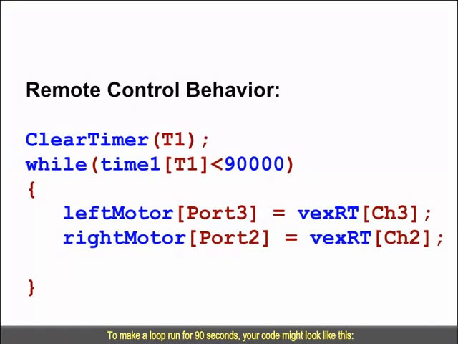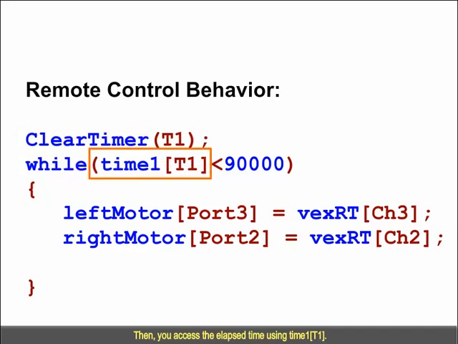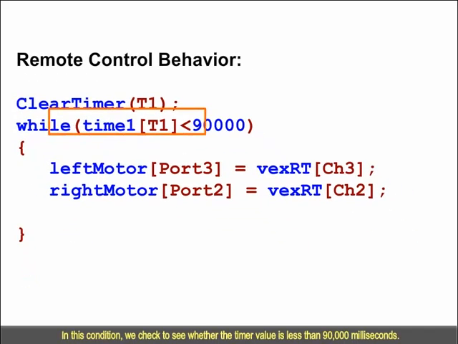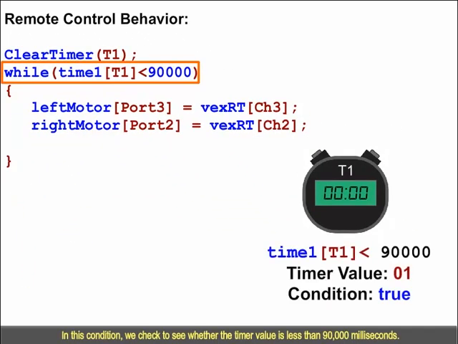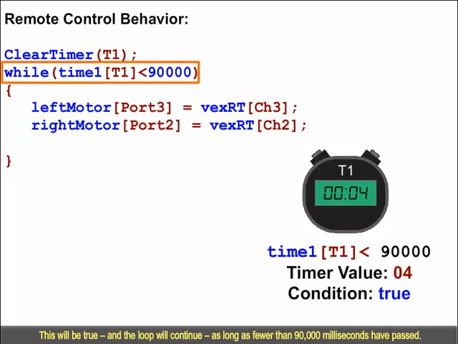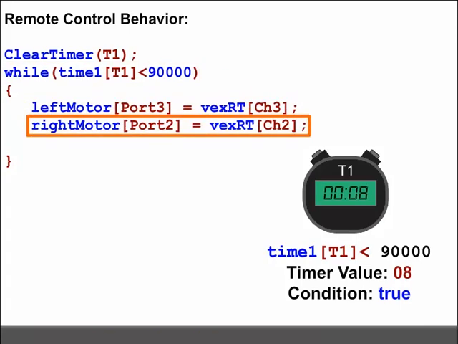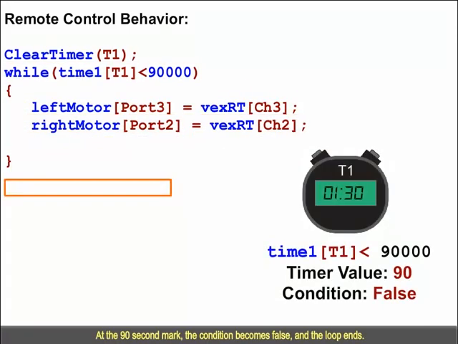To make a loop run for 90 seconds, your code might look like this. You reset the timer, in this case we pick T1 to start counting. Then, you access the elapsed time using time1 T1. In this condition, we check to see whether the timer value is less than 90,000 milliseconds. This will be true, and the loop will continue as long as fewer than 90,000 milliseconds have passed. At the 90-second mark, the condition becomes false and the loop ends.